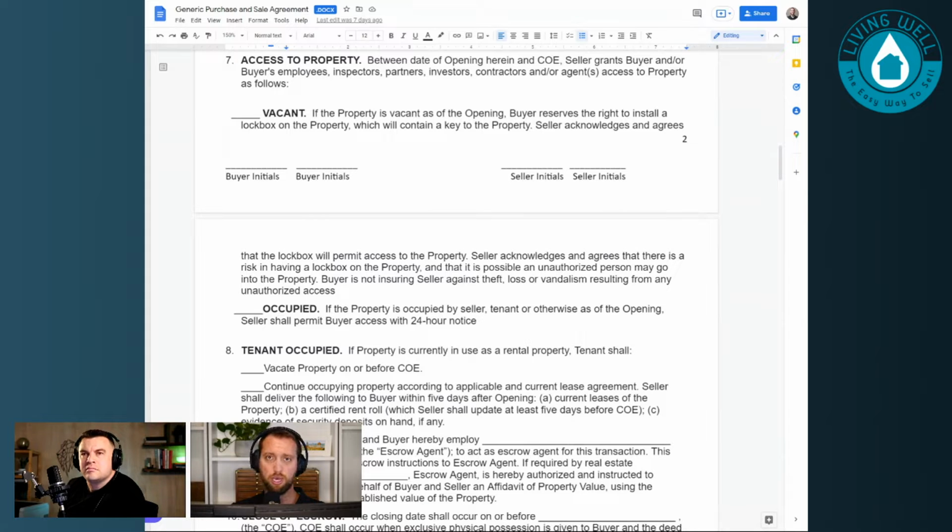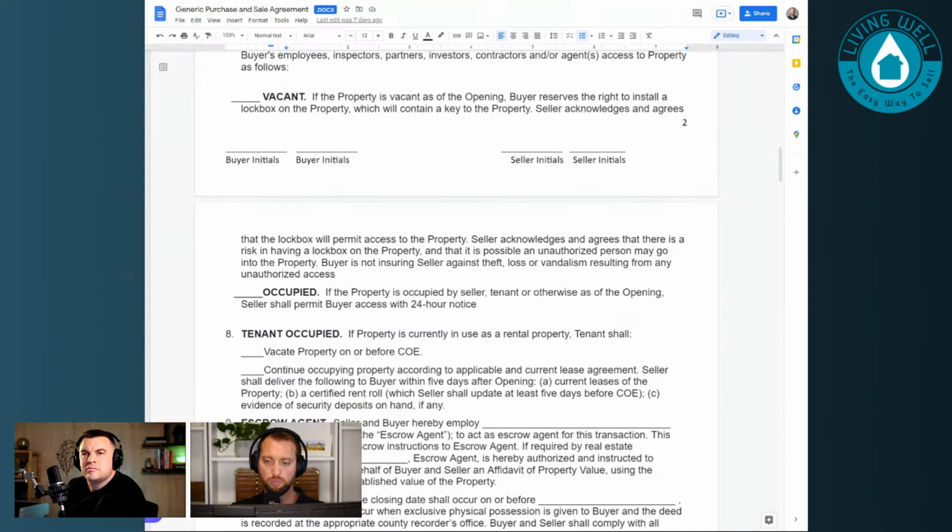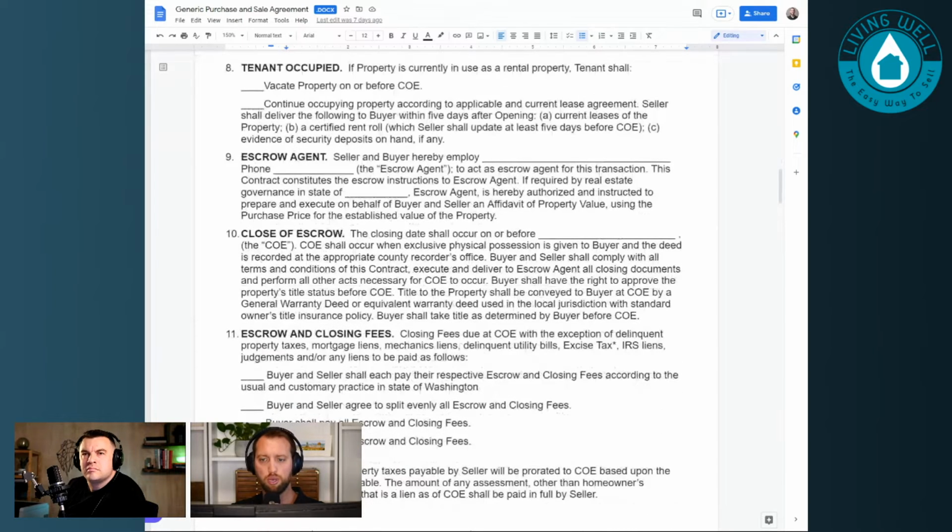Is it going to be occupied? It states very clearly what those terms mean. Is it tenant occupied? It's going to spell that stuff out. Escrow agent. Okay, this is really, really critical. If it doesn't have something on here about who's the entity that's going to take care of closing, so your title and escrow company, that needs to be on your agreement. So ahead of time, this is actually going to take place at a legitimate title company, including contact information and all that stuff. If they're not sharing that with you, ask for it.